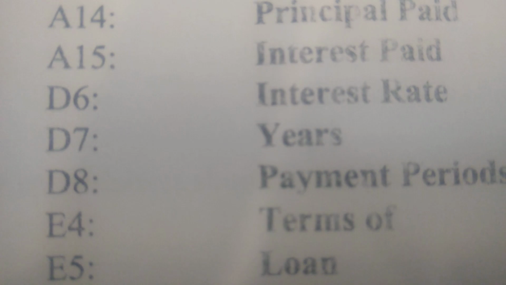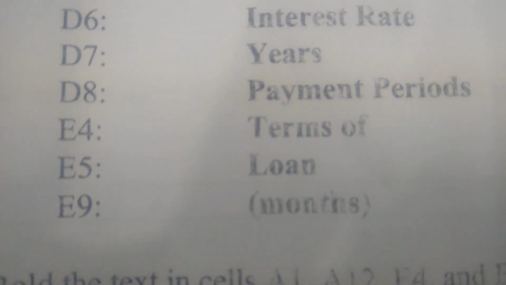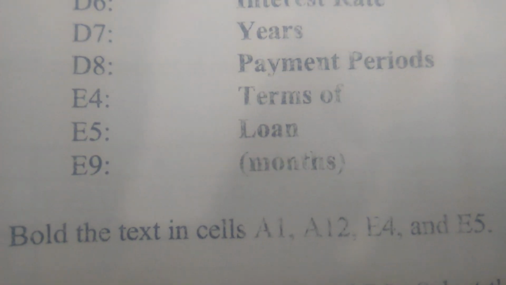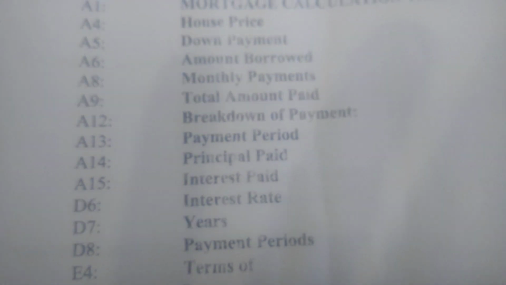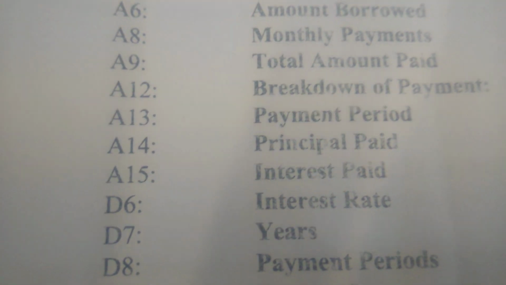In D8 you're going to input payment periods. And then E4, just type terms of. Okay, no more than that. And then in E5 you're going to input loan, and E9 is months, within the parentheses. All these are the labels which I just told you. These are the labels which you need to input for the preparation of the calculation of the mortgage.